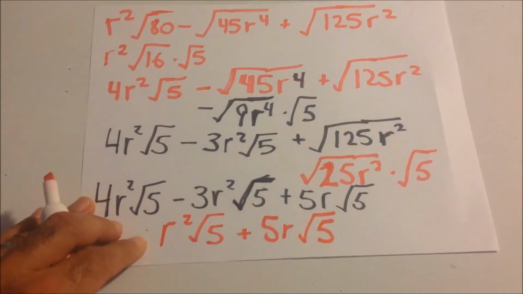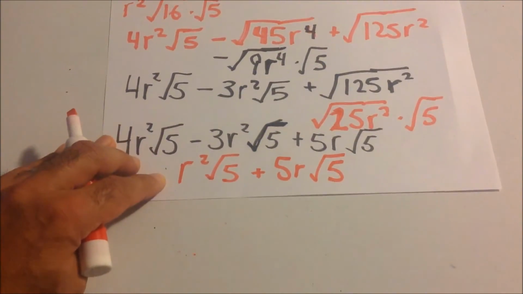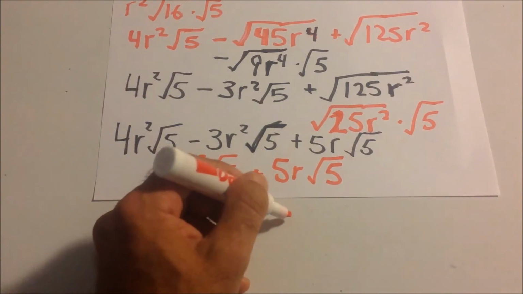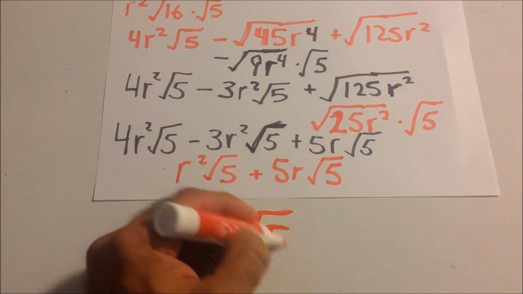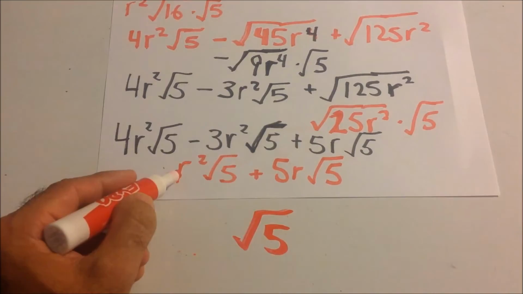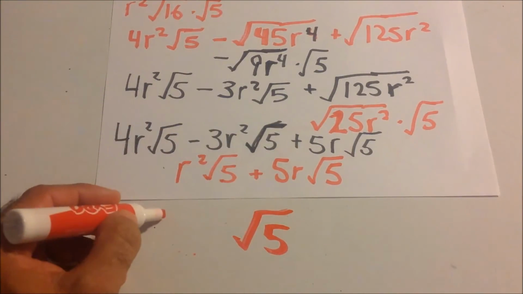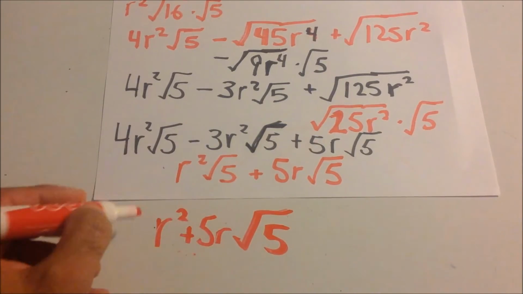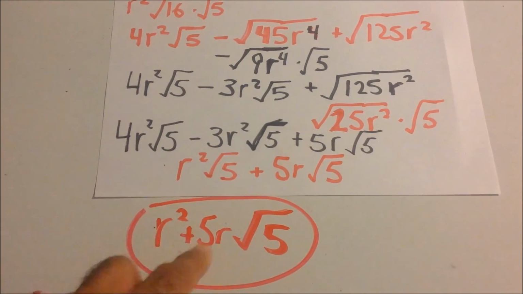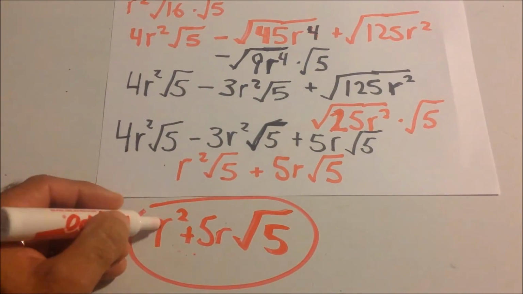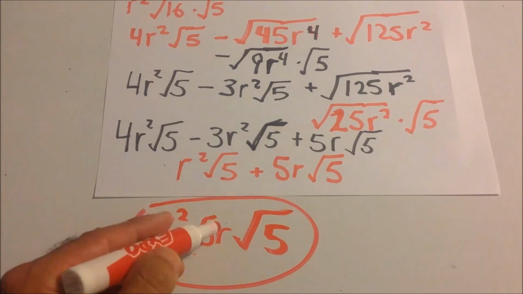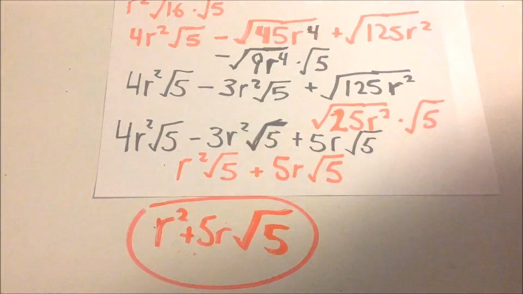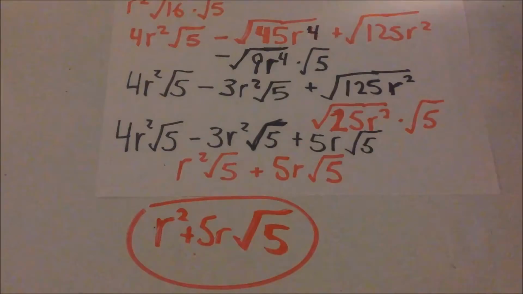So can we do anything more? Let's lift this all up here. They do have the same radical, square root of 5, but we can't combine r squared and 5r, so you can just say r squared plus 5r times the square root of 5, and that would be the final answer. Can't combine them, remember, they're not like terms. If they both had an r without the exponents, you could combine them. All right, let's do one more.